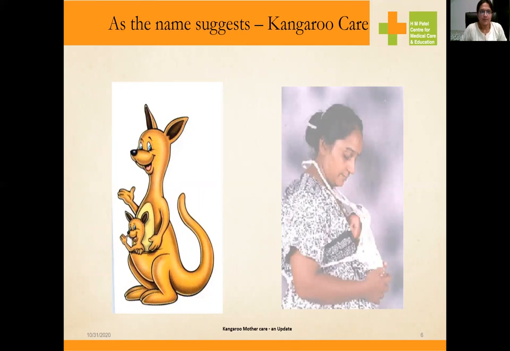So as you can see from this picture, and as the name suggests, what is kangaroo care? It is the care given by the kangaroo to their babies. As you all are aware, a kangaroo has a pouch in front of the tummy, and a newborn kangaroo baby is carried in their pouch. And a similar concept is applied to the newborn babies of human beings, where a mother creates a pouch in front of her chest between the two breasts, and a preterm low birth weight baby is carried in that pouch till the baby is either full term or has a good weight.